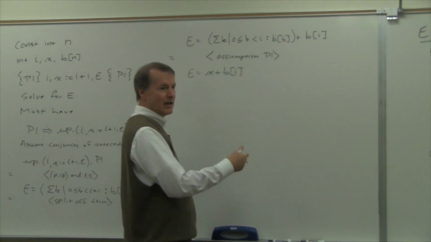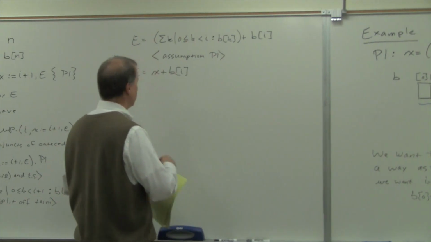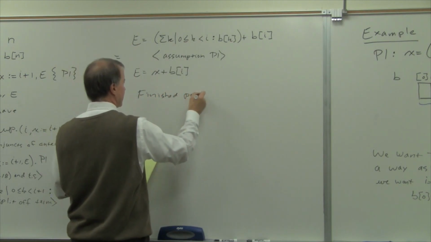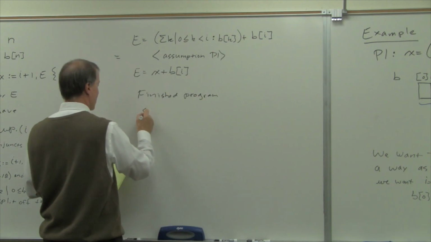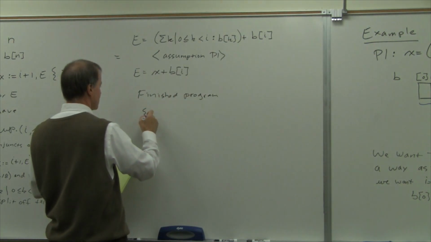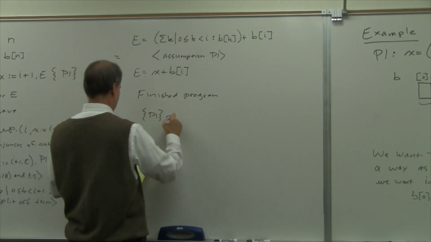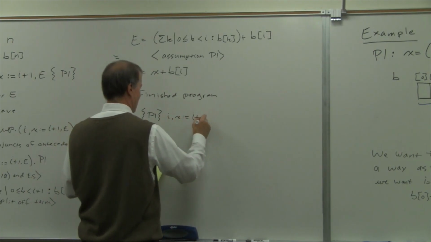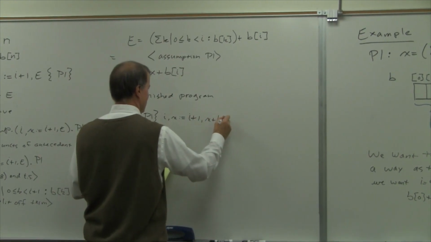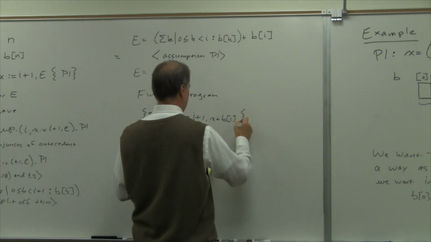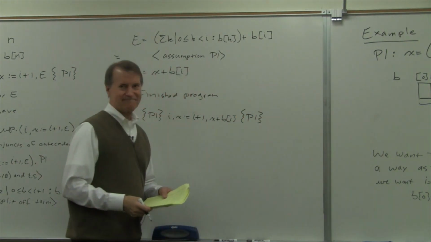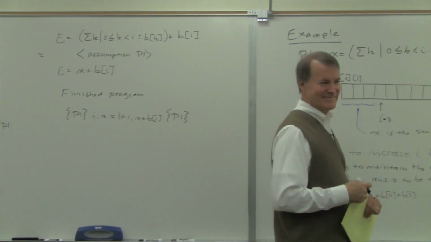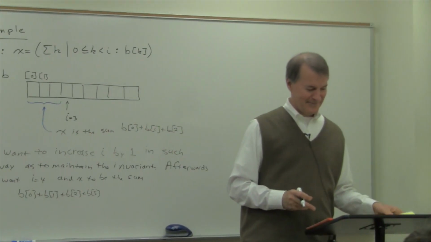In a more complicated one, it would be more work, but it shows you how you can do this. So what is the finished program? It shows you that we have this concept of this invariant P1. So we have P1, I comma X gets I plus 1 comma X plus B sub I, and then postcondition P1. Are we good? Excellent.